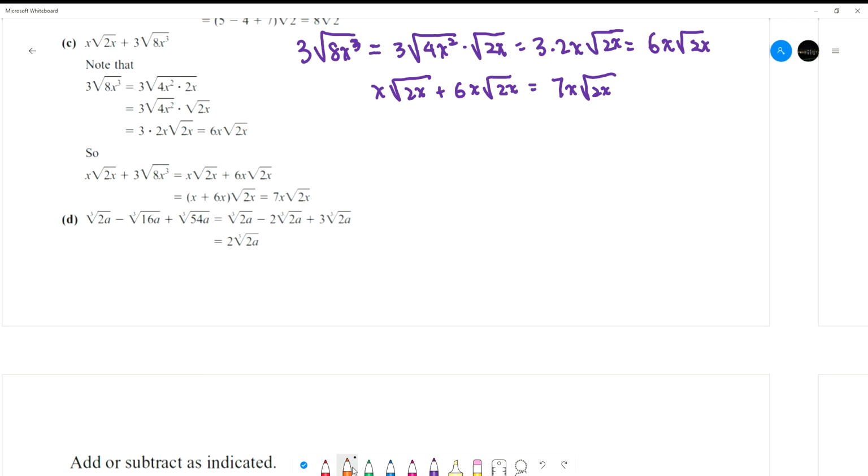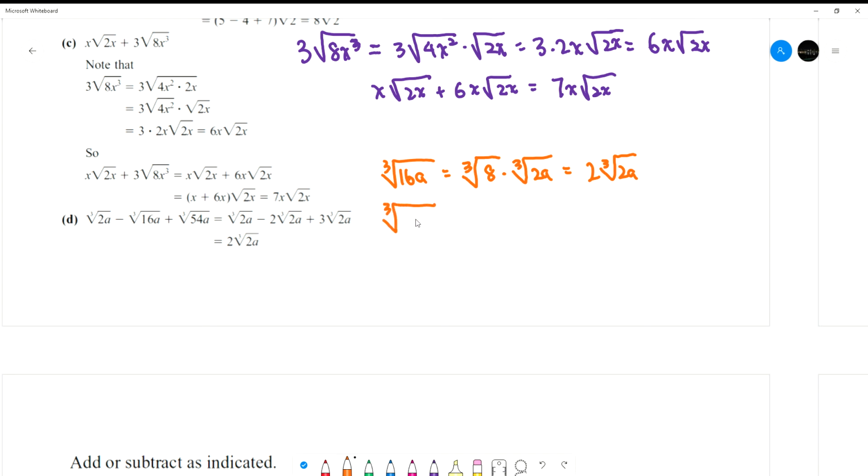Let's do part D. So in part D, I see cubed roots. The cubed root of 2a minus cubed root of 16a plus the cubed root of 54a. Now, the cube root of 2a is okay, but the cube root of 16a and the 54a need to be simplified. So I see in the cubed root there's an 8 times the cube root of 2a. Cube root of 8 is equal to 2. So this is 2 cubed root of 2a.